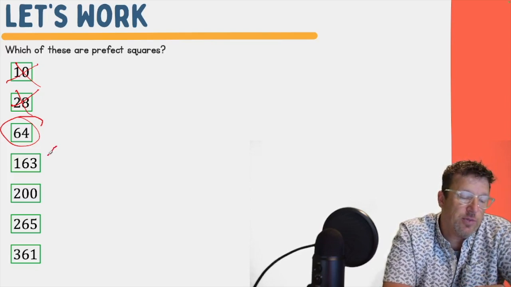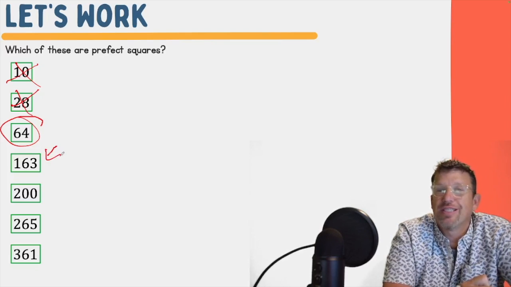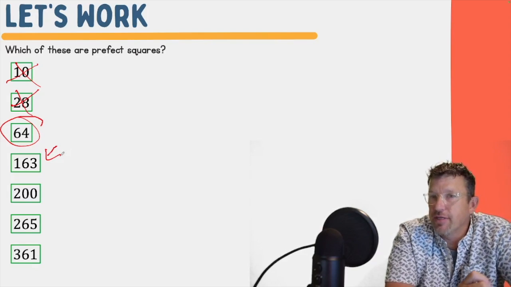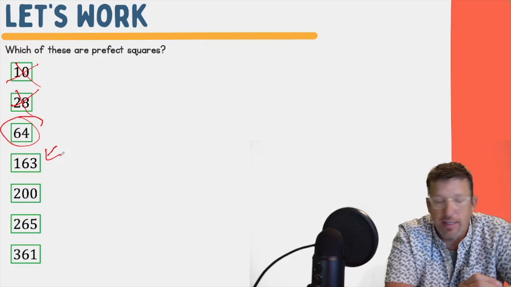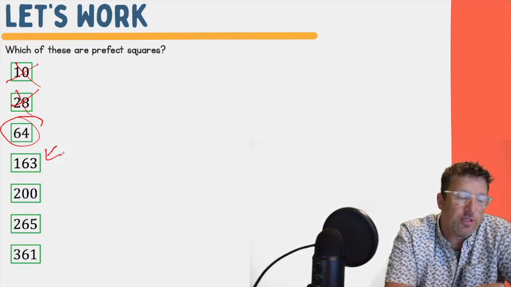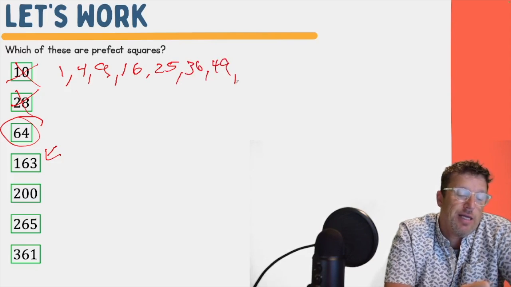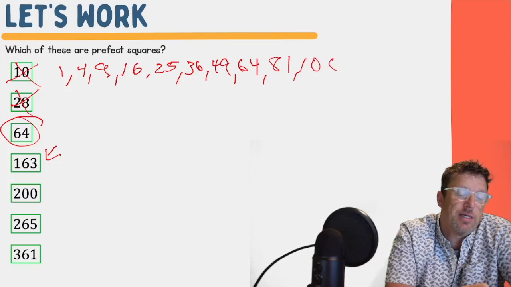So in other words, this one is 163. So in any of our 1 through 10, do we have any of them that give us an answer where the last digit is 3, like 163? So I'm going to write the perfect squares up here real quick for the first 10. So we have 1 times 1 is 1, 2 times 2 is 4, 3 times 3 is 9, 4 times 4 is 16, 5 times 5 is 25, 6 times 6 is 36, 7 times 7 is 49, 8 times 8 is 64, 9 times 9 is 81, and 10 times 10 is 100, okay?